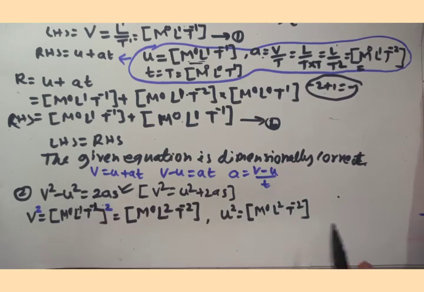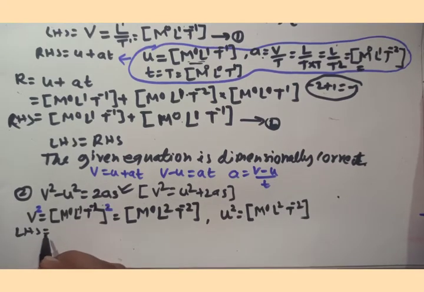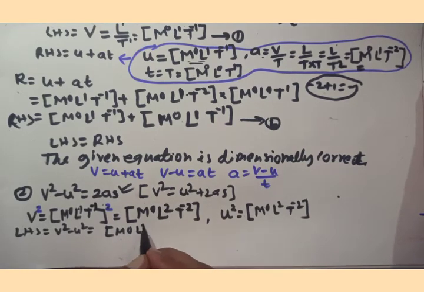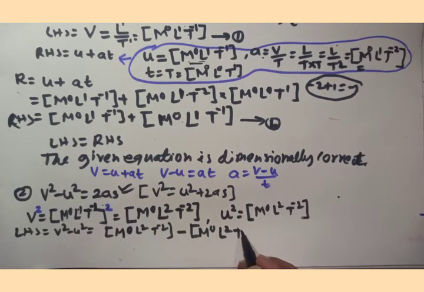Now we have the right hand side, which is 2as. So we'll try to find the dimension of 2as, or rather you can write the left hand side dimensions as v square minus u square, which gives M^0 L^2 T^-2 minus this u square, which is the same thing, M^0 L^2 T^-2. This you can write as equation number 1.